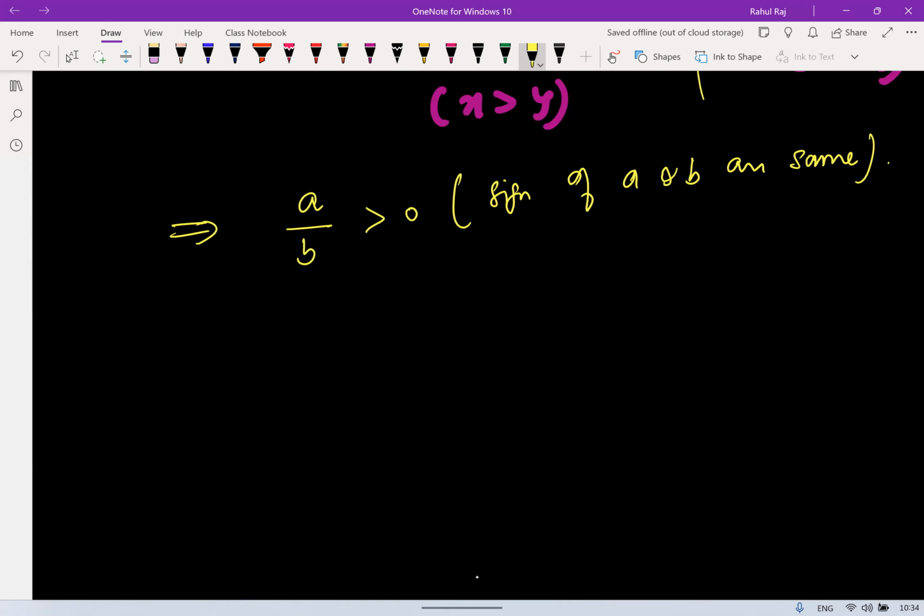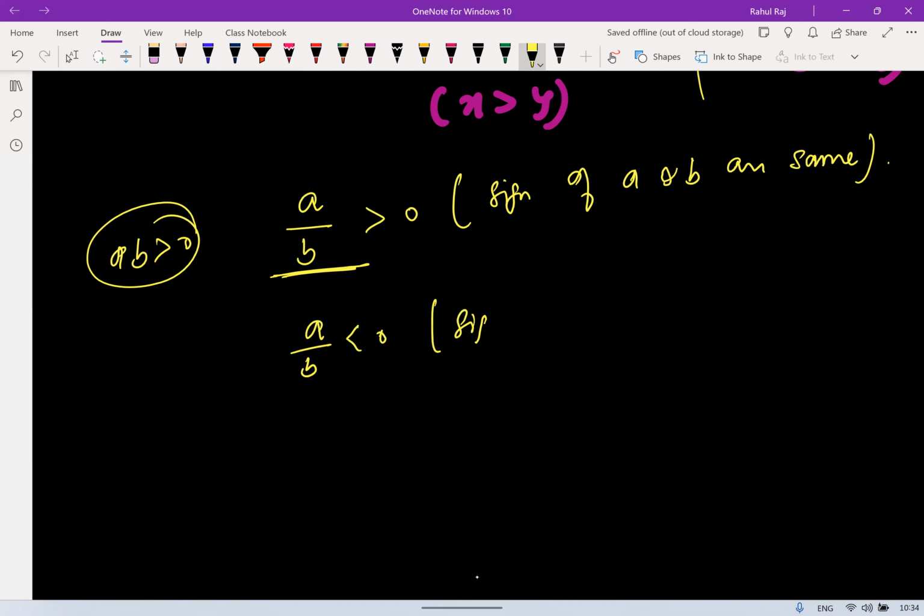If I say A by B less than 0, so this is 100% a match to what? AB greater than 0, that sign of A and B are the same. When I say A by B less than 0, what does this mean in terms of sign? Sign of A and B are different, opposite.